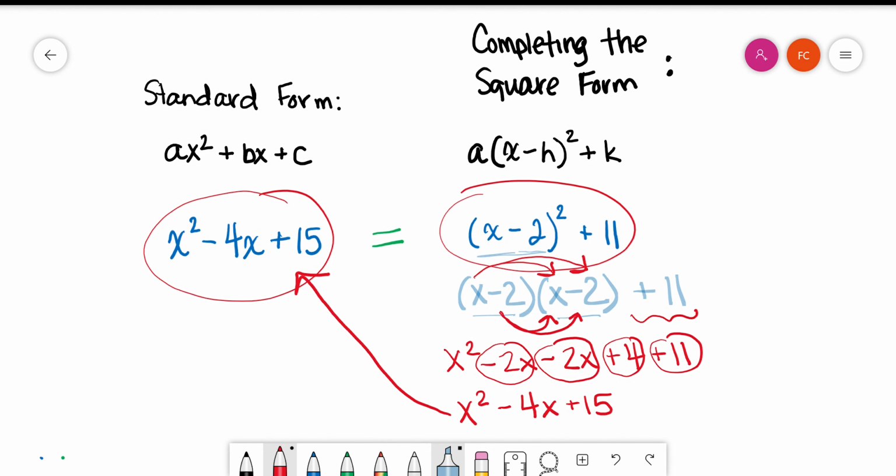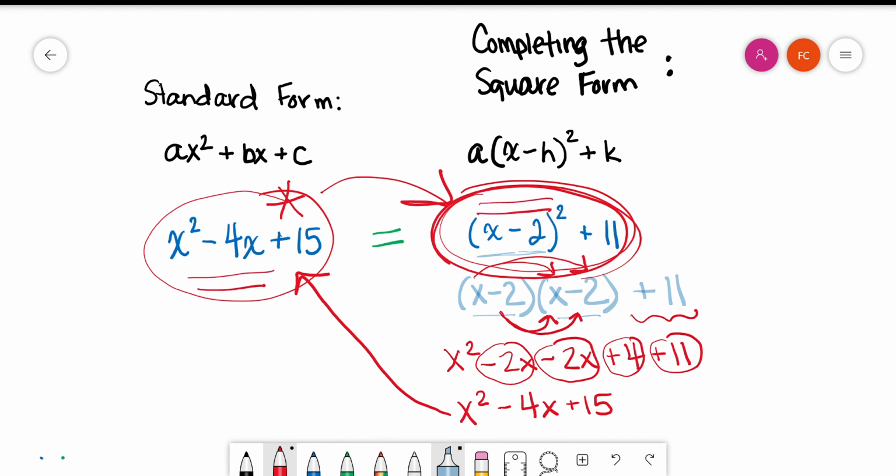What you need to learn now is, how do I rewrite this into this? Because once you can rewrite it into this, you are going to be able to solve for x using completing the square. So the next video will go more in detail in terms of how do I rewrite the standard form equation into the completing the square form of the equation.